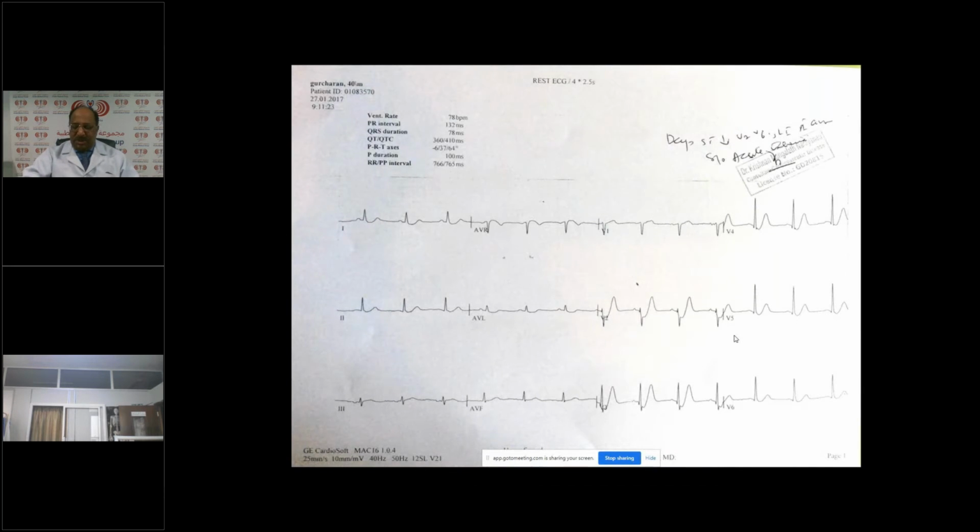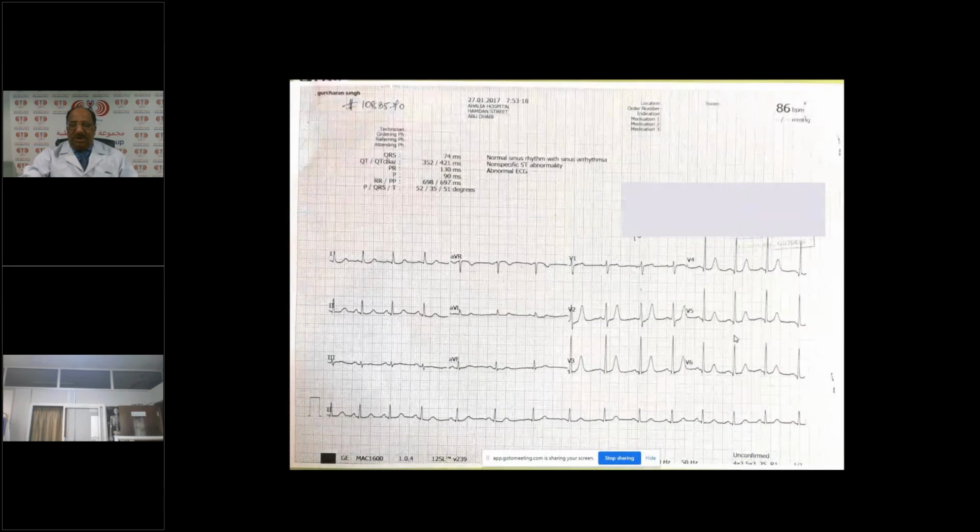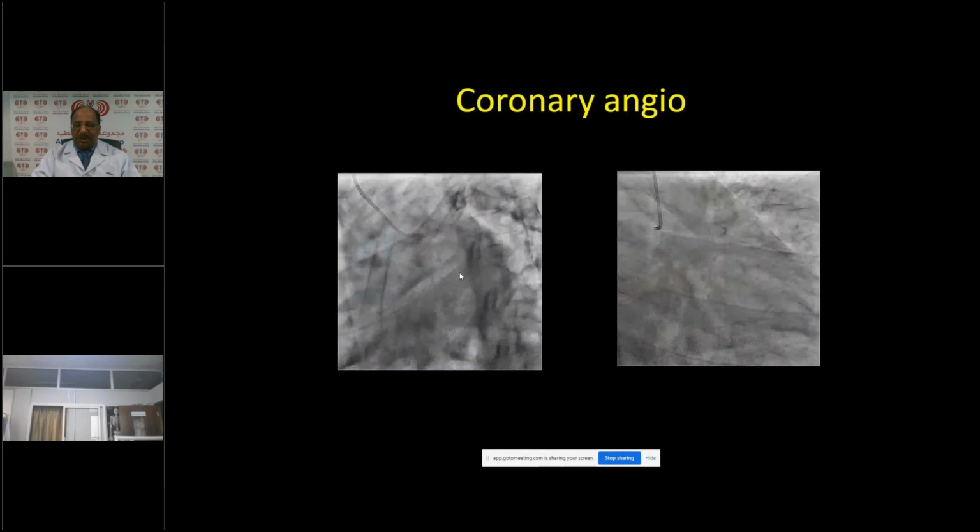This is the De Winter sign, upsloping ST with sharp T. This is not due to hyperkalemia. In a patient with chest pain, this is infarction coming. So that was missed.